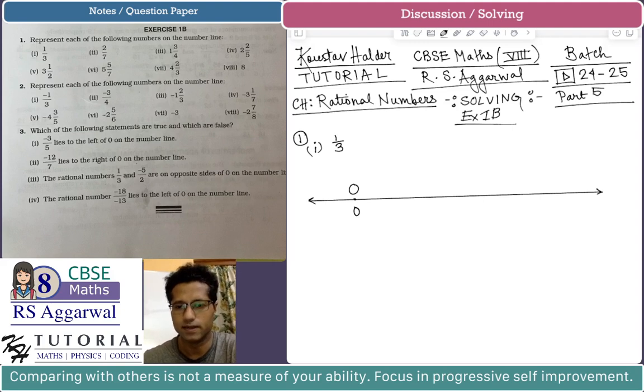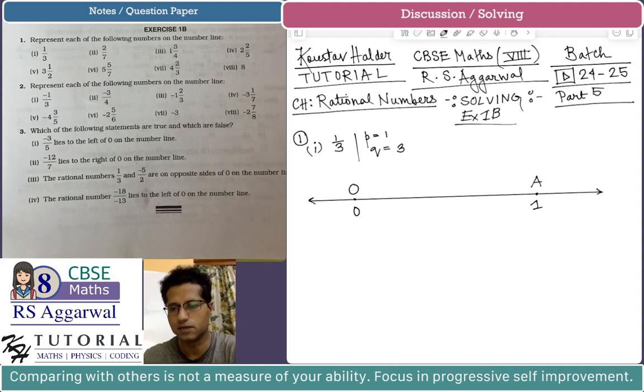So I will take a point A on the right hand side of the origin at unit distance 1 from point origin O. So let's say this be the point A, which is at unit distance from the origin O to the right hand side. So definitely the point A will represent the integer 1. Now since over here we can see that P equals 1 and Q equals 3, if you consider the form P by Q, 1 by 3 is where the numerator is 1 and the denominator is 3. So what is the procedure for drawing the rational number 1 by 3?